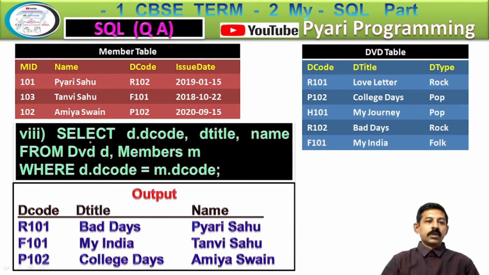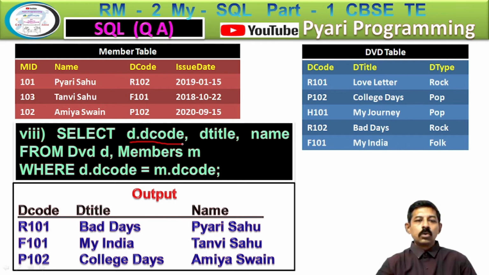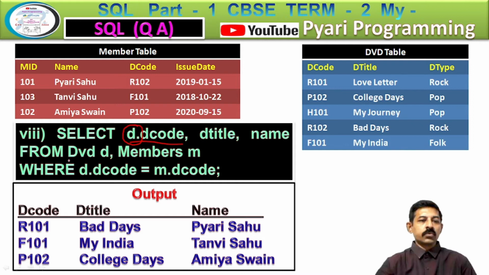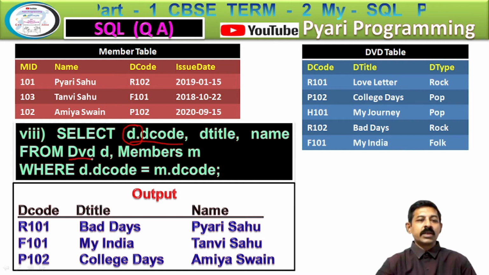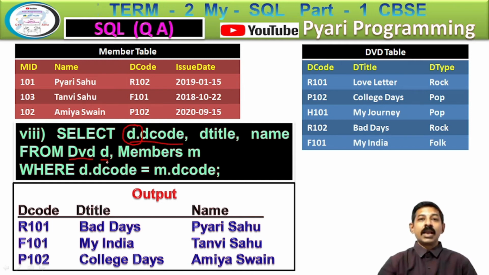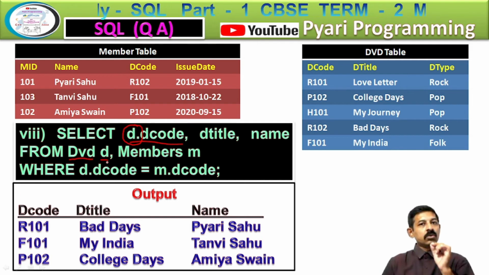Now let's start with this. It says select D dot decode. So what is this D? This D is taken from this one. Here it says that DVD is the table name for which the alias is taken as D. Alias means duplicate name. That means instead of DVD, I can use D.